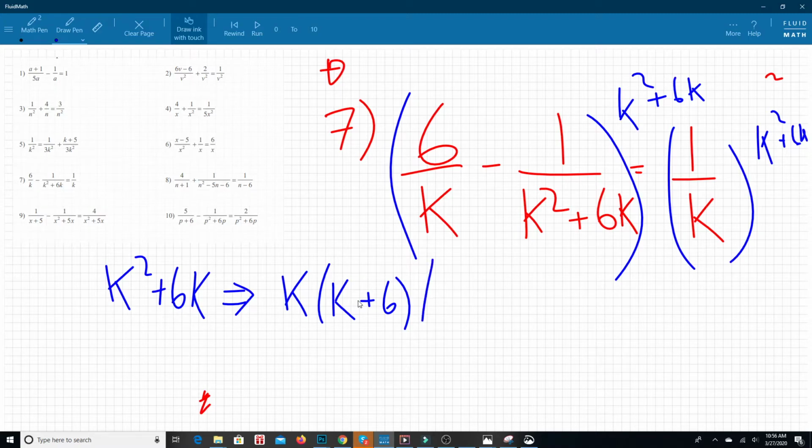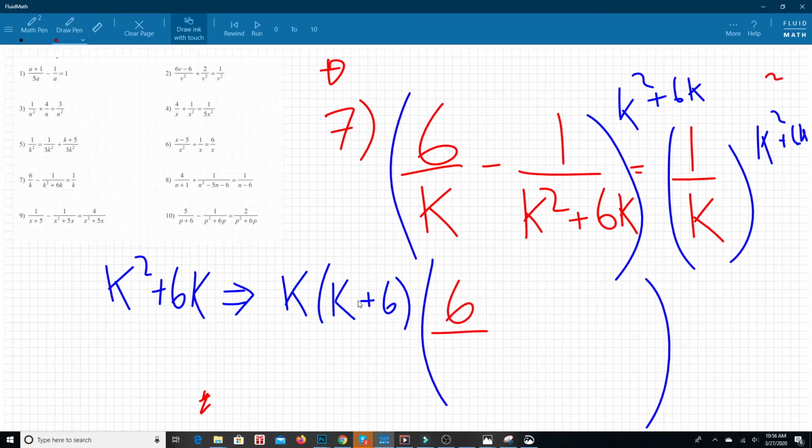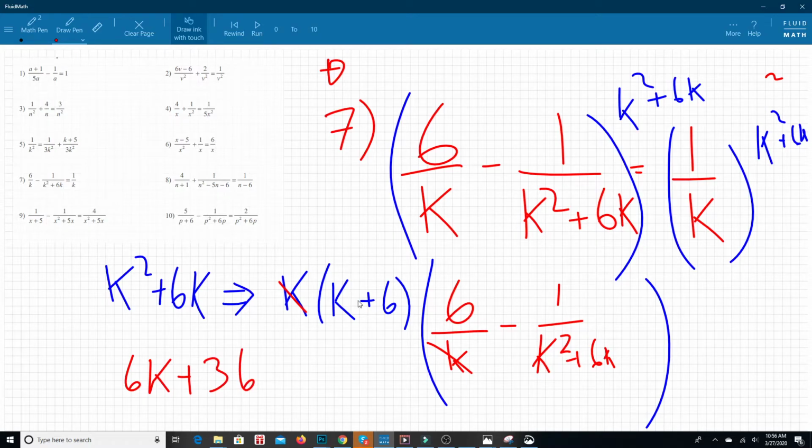So I'm going to multiply that term by what I have in the middle. Let me switch back to red. 6 over k minus 1 over k squared plus 6k. Alright, so then right here, you see that those two things cancel out. I'm left with 6k plus 36. On the other side, I can just cross everything out and be left with 1 minus 1.